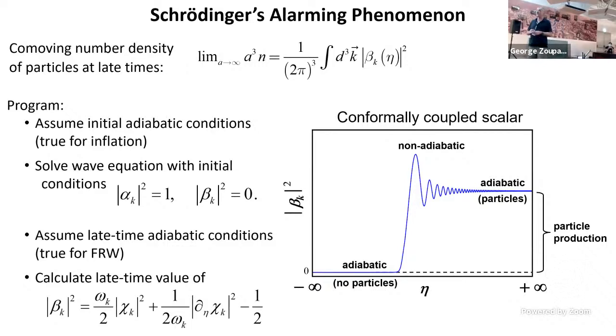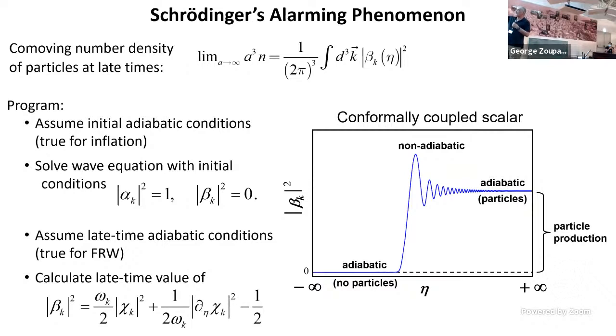And this is sort of the last warm-up slide. You can define the co-moving number density of particles at late times as an integral over the modes of beta k squared. So it's just the Bogoliubov coefficient, a Bogoliubov transformation going from the initial de Sitter phase to the final Minkowski phase. So the program is to assume initial adiabatic conditions that are true for inflation and solve the wave equation with initial conditions alpha squared equal to 1 and beta squared equal to 0. Then you will assume late time adiabatic conditions, which are true for FRW, and calculate beta k squared in terms of the frequencies and the mode function and its derivative.